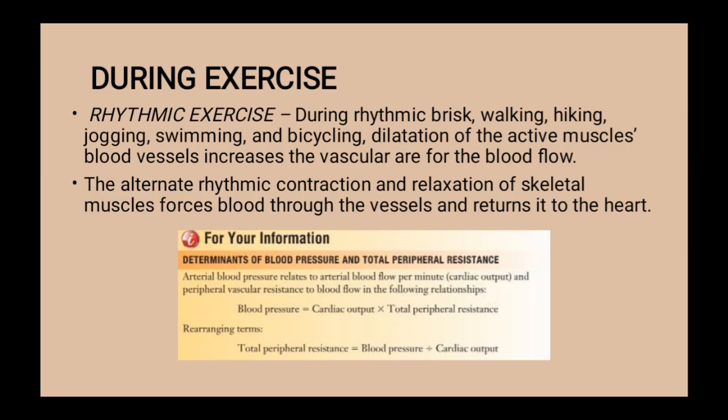During exercise, the alternate rhythmic contraction and relaxation of skeletal muscles forces blood through the vessels and returns it to the heart. Increased blood flow during moderate exercise increases the systolic pressure in the first few minutes. It then levels off, usually between 140 to 160 mmHg. Diastolic pressure remains relatively unchanged.